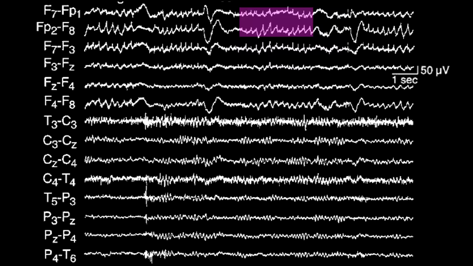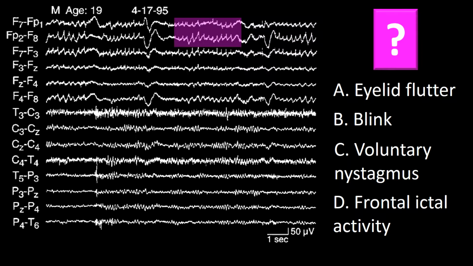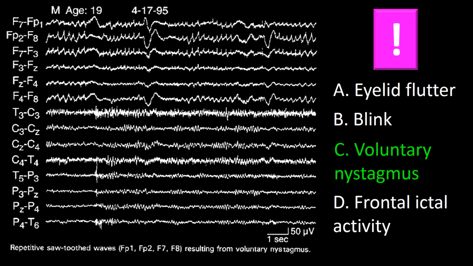I am certain just by looking at it that it's not blinking, because there is a blink just before and a blink just after, and it certainly doesn't look like blinking. Yet, which of the other it is, is difficult to say. You can also exclude the possibility of ictal activity, since you would expect that the ictal activity would also be seen during the blinking, which in this case is not. The answer to this is voluntary nystagmus. That is C.